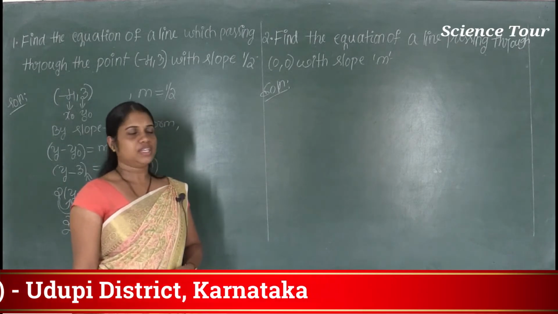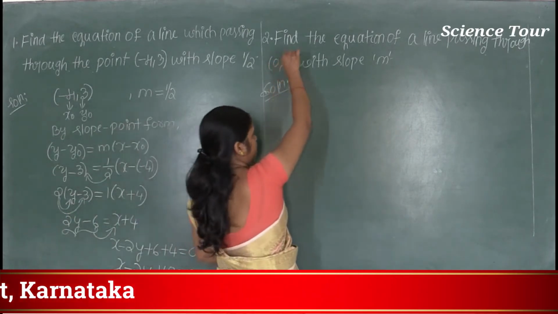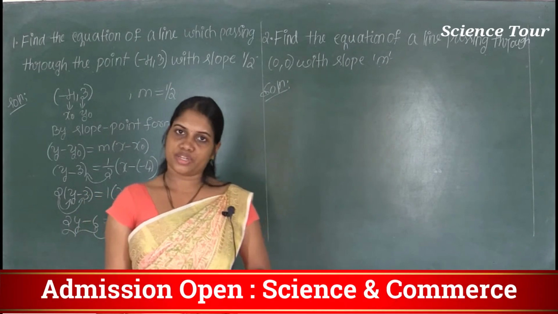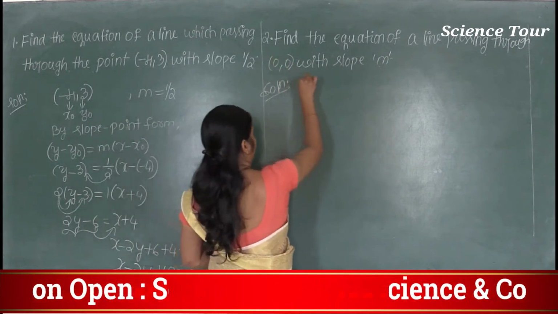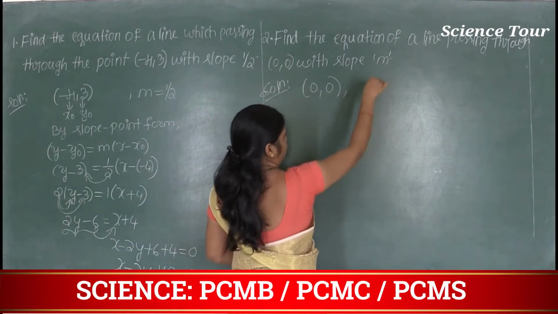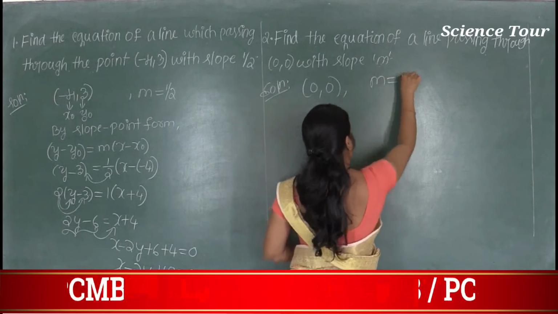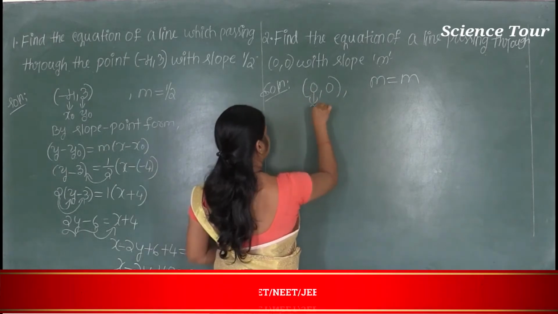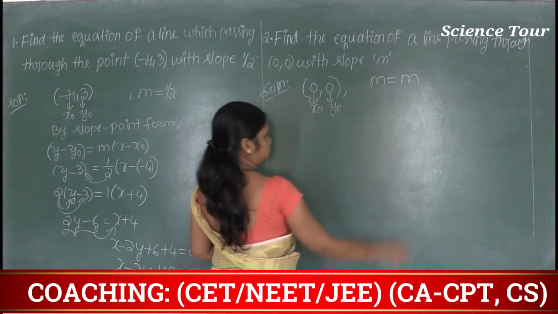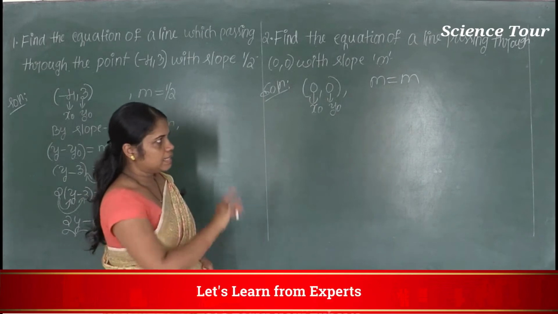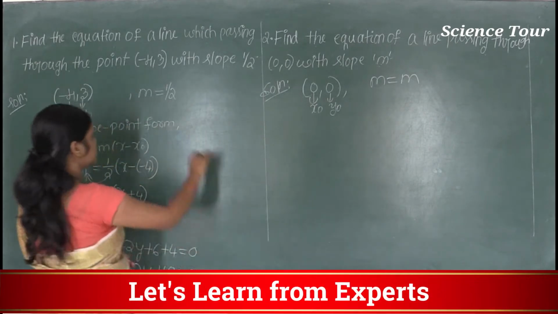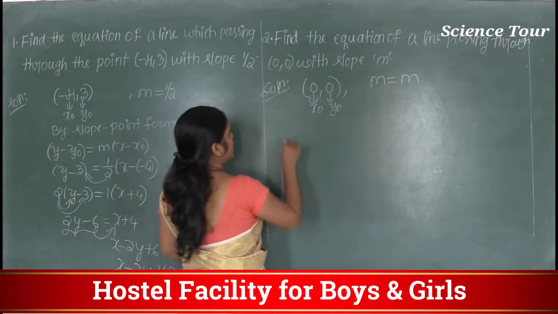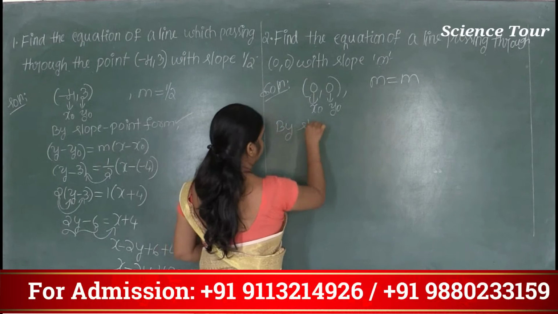Again you can observe in this question they have given one point and the slope. So again what do you have to use? You have to use the slope point form, right? First the point is 0, 0, and the slope value is m itself. I'll consider 0, 0 as x naught, y naught. Now again the point and slope are given, so I'll use the same form, that is, the slope point form.